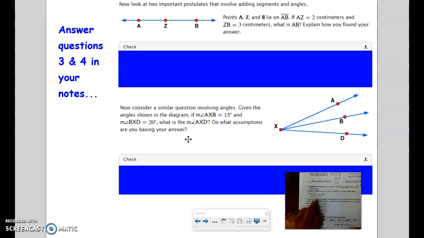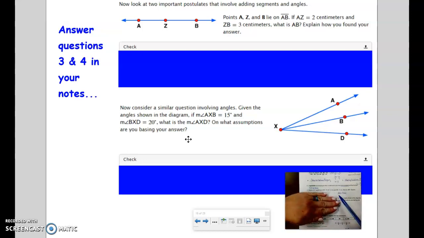Well, this is using what is called the segment addition postulate. It just says that the parts have to add up to give me the whole thing. So since 2 plus 3 is 5, that means AB must be 5 centimeters. Now, since the drawing was here for me, that was very easy to see. If this drawing was not here, then this problem would not be as easy as it was with the picture.